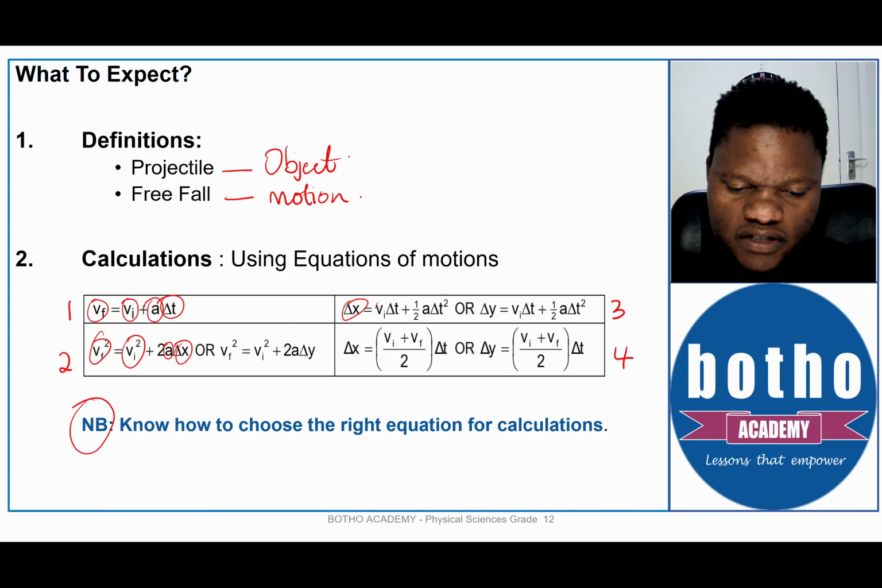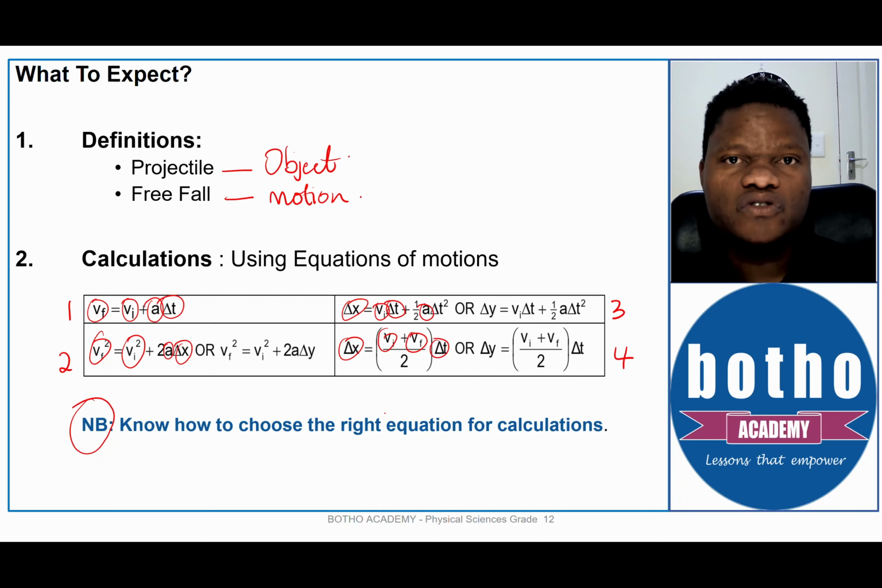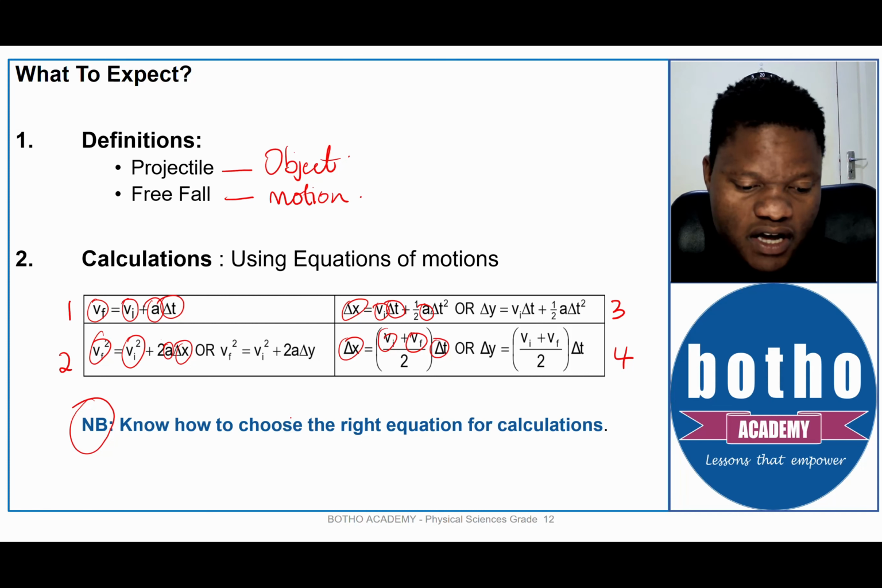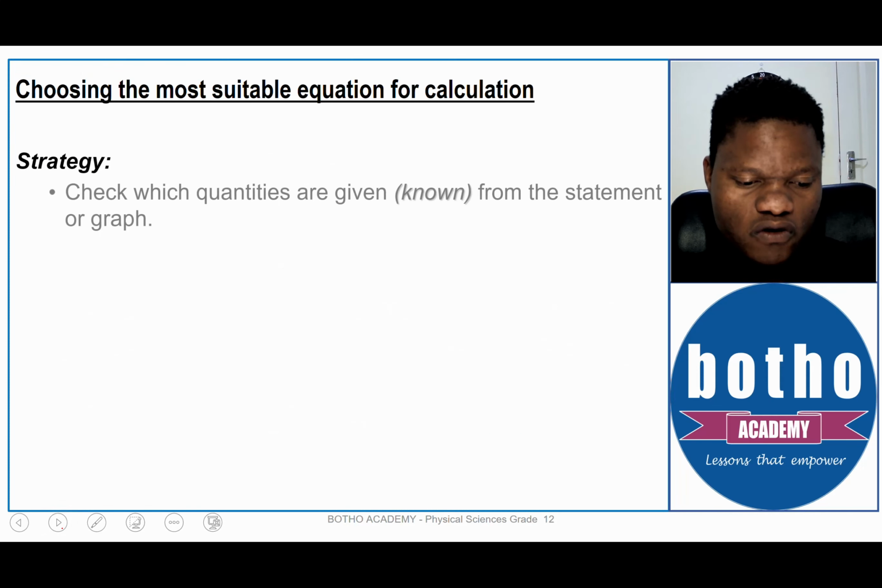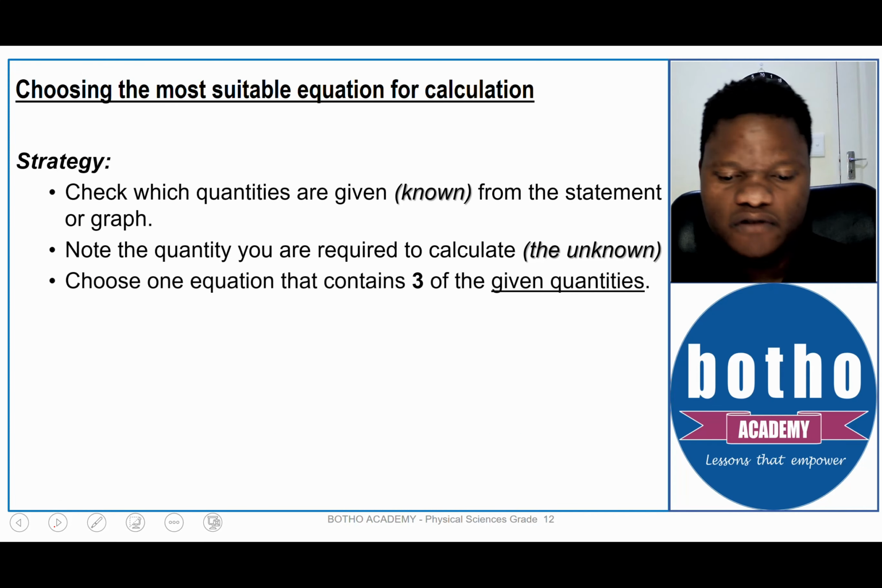There's the first one, there's the second one, the third one, and the fourth one. Of course, delta t in this case repeats itself. This is the same for equations 1, 2, 3, 4. So with all the equations of motion, there are 4 quantities. If you know 3, obviously you can calculate the fourth one.